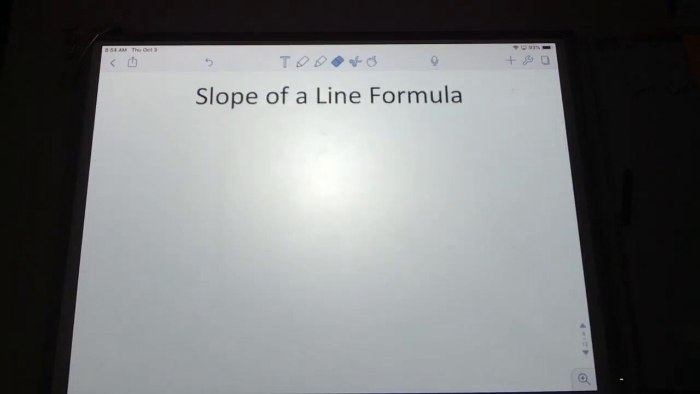So the slope of a line formula. Anybody remember the formula to find slope? That is correct. M equals y2 minus y1 over x2 minus x1. Okay? So that is something that needs to be in your head. Most of the time, you need to know that, okay?